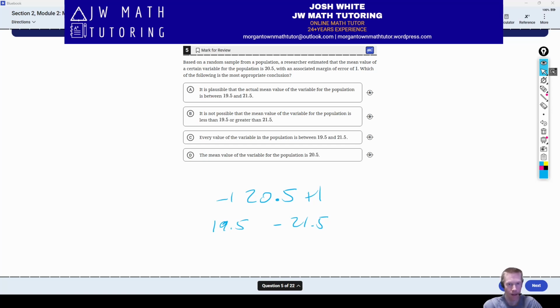the general conclusion or takeaway is that you expect the actual true mean to be between the estimated mean plus the margin of error value, and the estimated mean minus the margin of error value. So the correct answer to this one is just letter A.